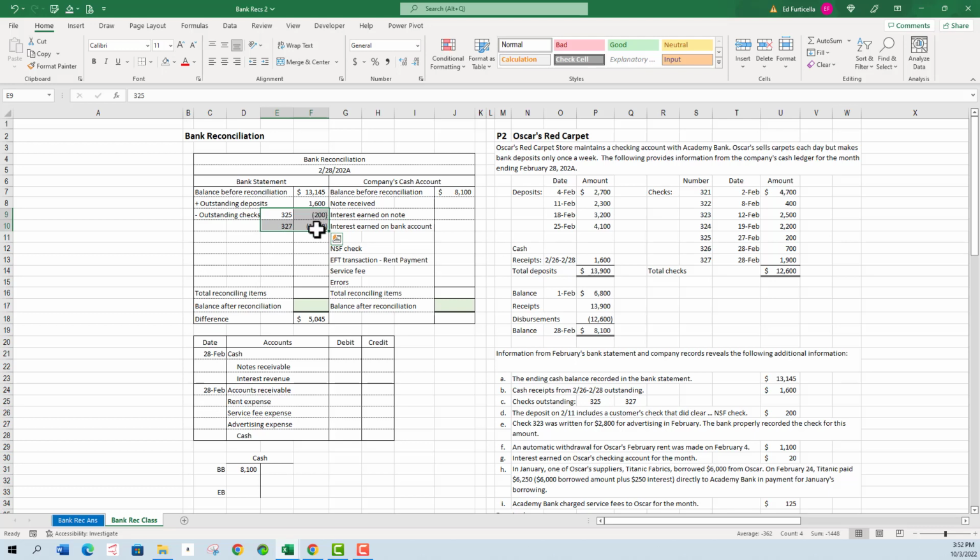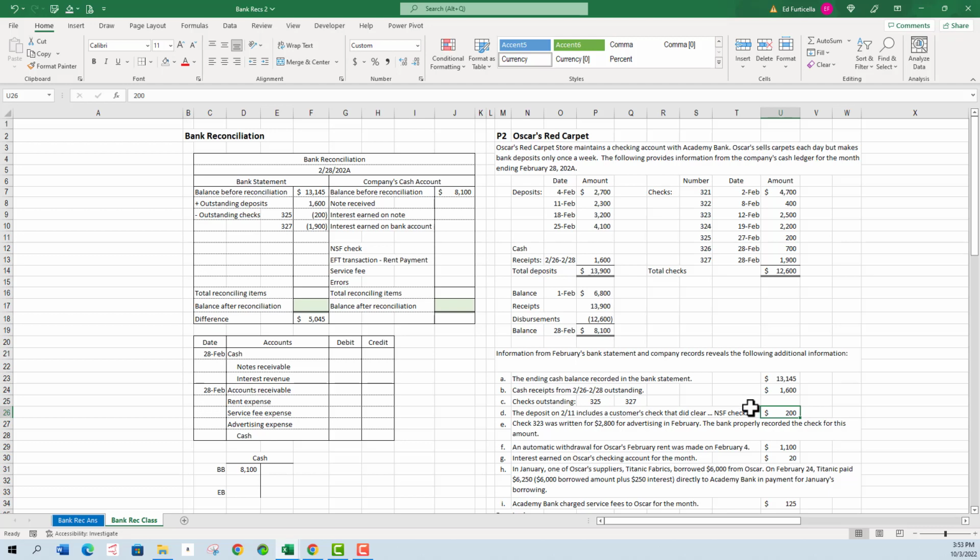Letter D says that the deposit on 2/11 includes a customer's check that did not clear, an NSF check for $200. NSF checks are not sufficient funds checks. They are also referred to as bounce checks because they are customer payments that we have deposited with our bank that bounce back to us because our customer did not have the funds available to cover the check. Because our company was not aware of the NSF check until notified by the bank, we must adjust our cash account by reducing our cash balance.